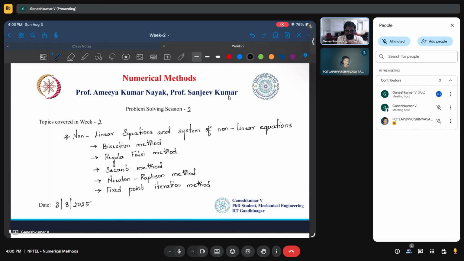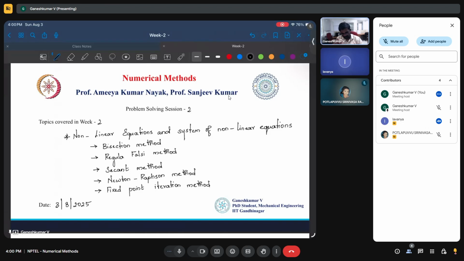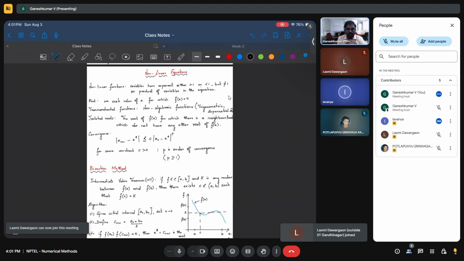So today, as you all know, this is a week two problem and doubt solving session, and we will be focusing on week two contents, which will be mostly nonlinear equations. In week two, we studied nonlinear equations and systems of nonlinear equations. How do we solve them, right? This is the main thing that we studied in week two.